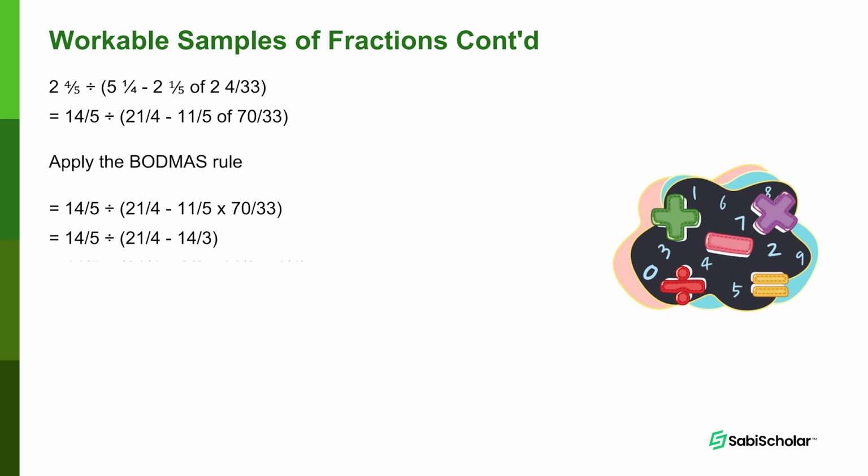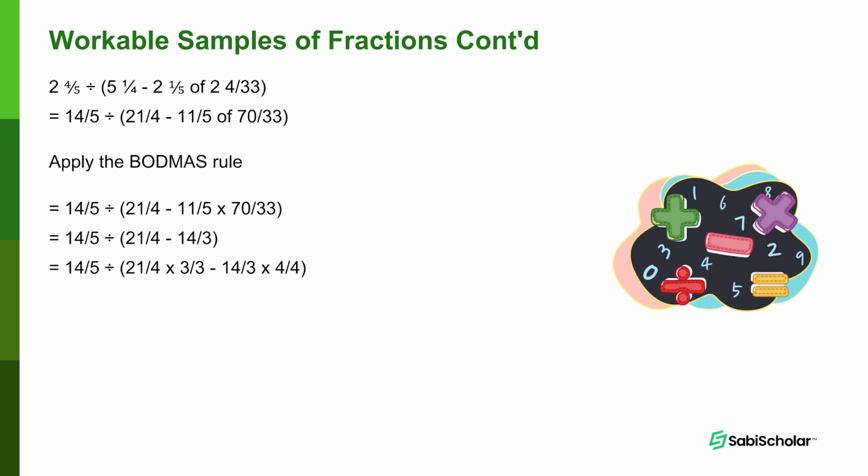So we complete the parts in the bracket first. 21 over 4 minus 14 over 3. Those are unlike fractions because they have different denominators. So like I said, the easiest way to make them have the same denominator is to multiply the first fraction by the denominator of the second fraction. So 21 over 4, we multiply it by the denominator of the second fraction, which is 3. So 21 over 4 times 3 over 3, that will be 63 over 12.